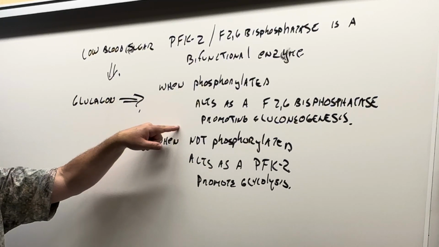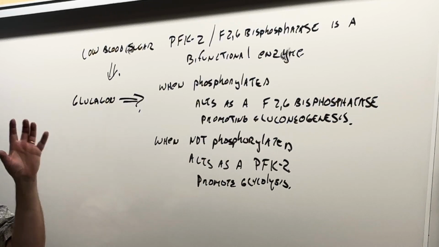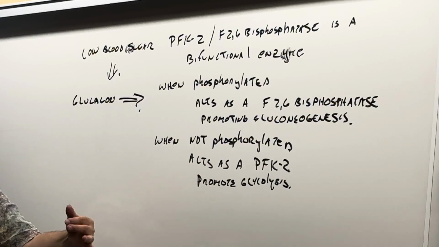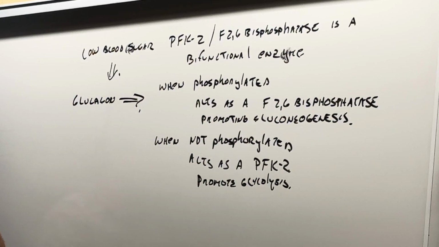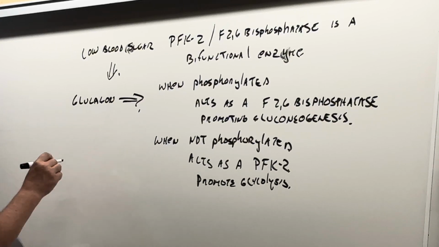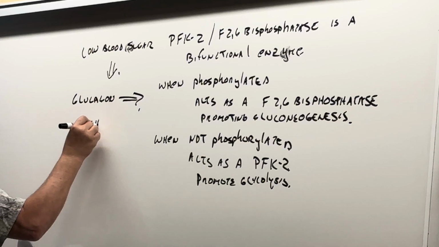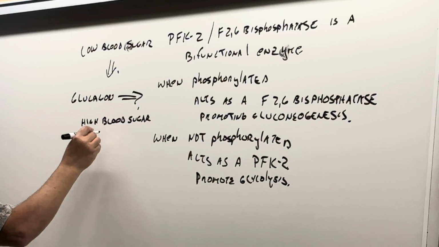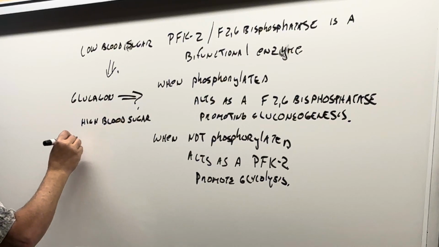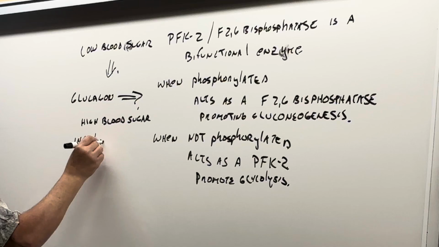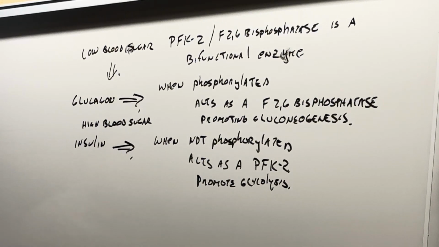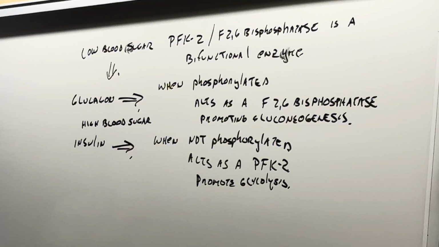So if you think of that, it kind of makes sense. Blood sugar is low, in the context of the liver, it's going to promote gluconeogenesis. That's going to result in the liver dumping more glucose back into the blood. Okay, under high blood sugar, then we have insulin, which is going to promote the dephosphorylation of that. And we're going to actually promote glycolysis.